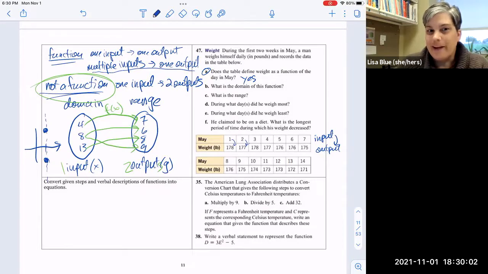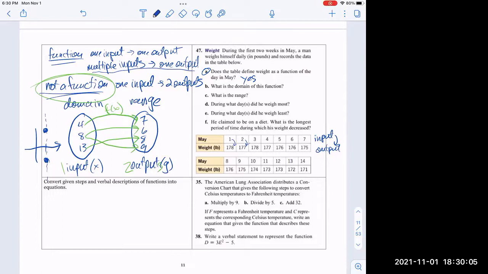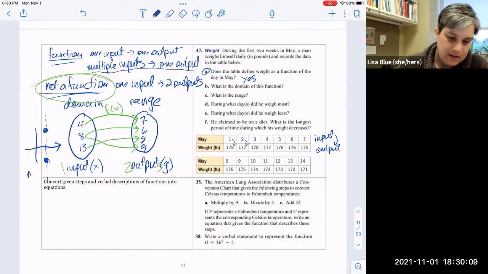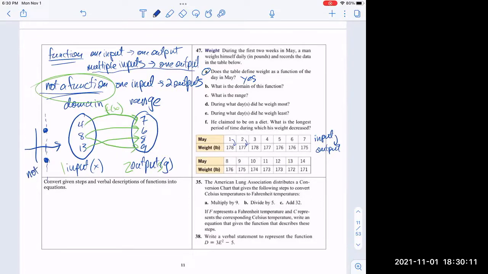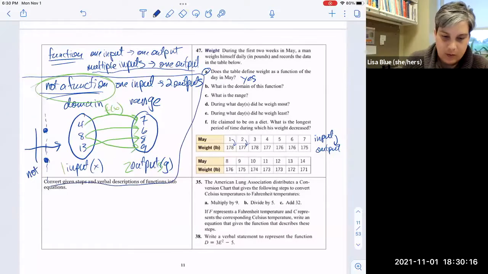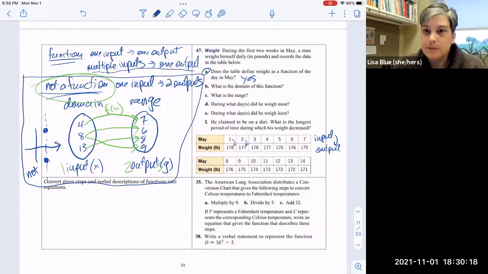So yet another way to look at it. Is it a function or is it not a function? This is not a function. That is not a function. All of this down here is showing what it means to not be a function.